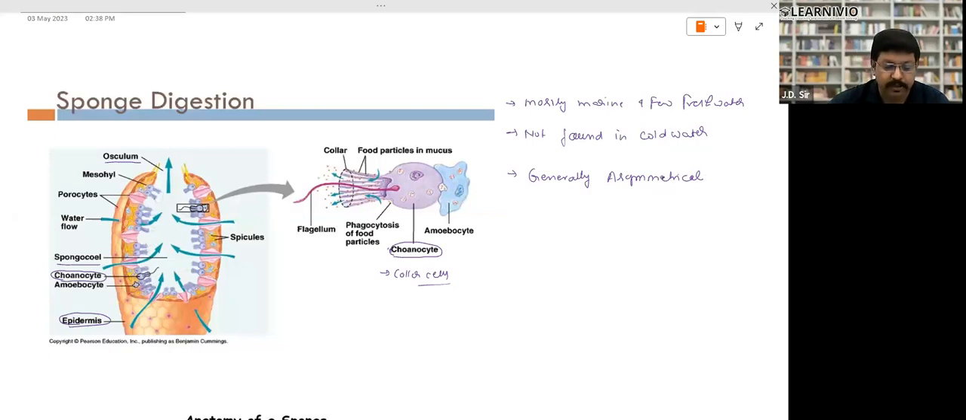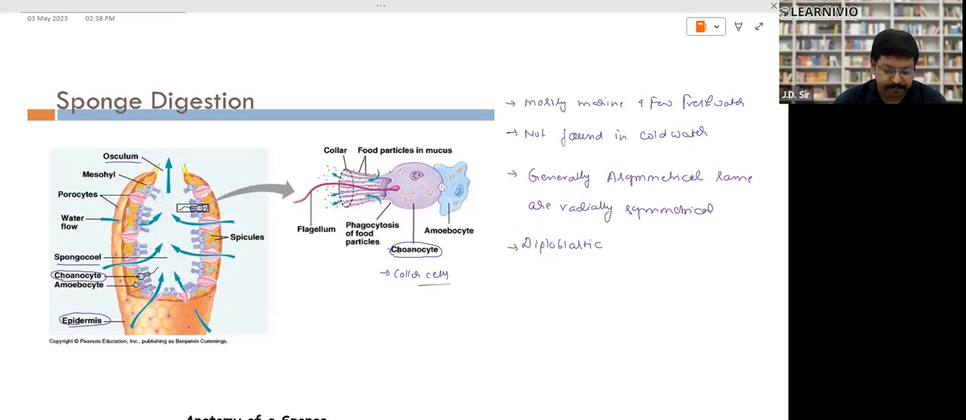Right? So the body cavity is generally asymmetrical, and some are radially symmetrical. Some are radially symmetrical, right? And they are diploblastic, that I have already told you. As ectoderm and endoderm are there, ectoderm makes the skin, and endoderm makes the choanocyte shell, and mesoderm is not found. There is a mesoglea, right?